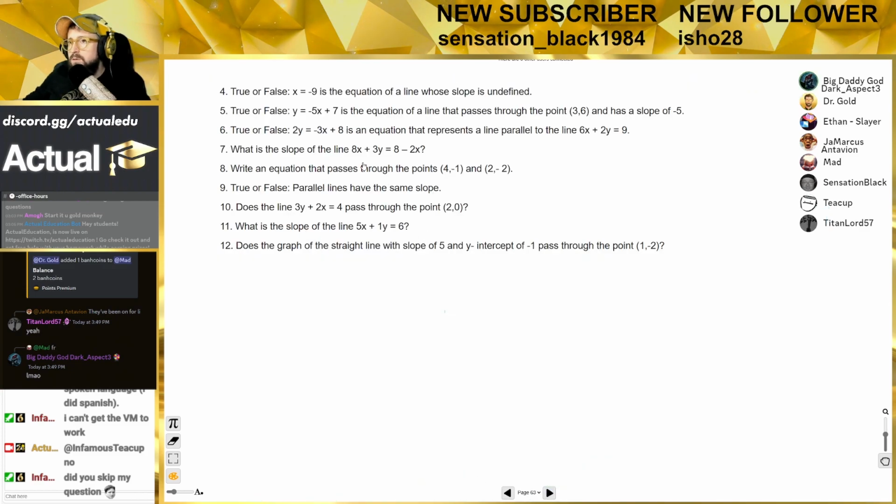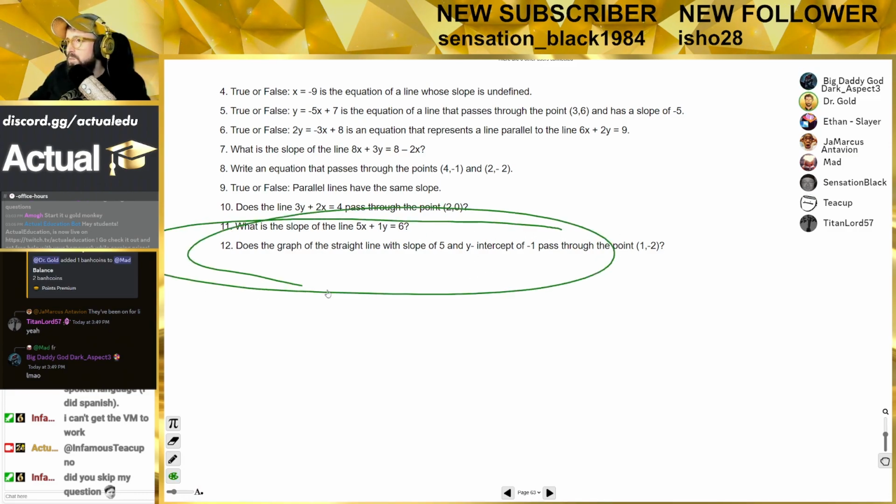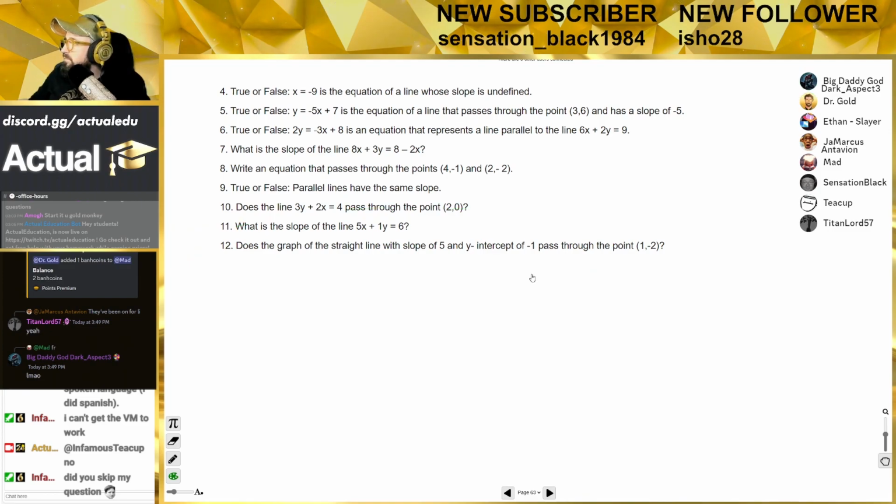12. Does the graph of the straight line with a slope of 5 and a y-intercept of -1 pass through the point? Ooh, that's a good one, actually. The first thing you want to do is figure out what the equation of this line would be. Do you know how to find the equation of a line with a slope of 5 and a y-intercept of -1?